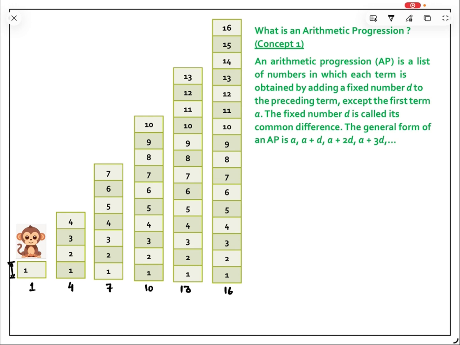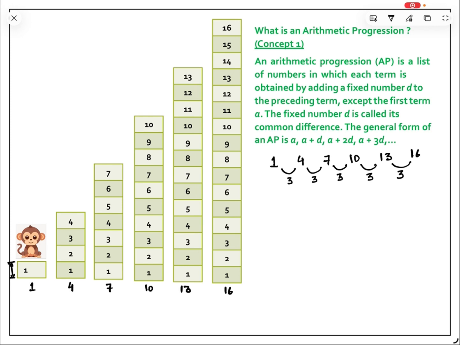Now let's try to understand this particular series of numbers: 1, 4, 7, 10, 13, followed by 16. If you see, when this monkey jumped from the first level to the second level, it jumped a height of 3 feet. When it did the second jump, his height again increased from 4 feet to 7 feet. So effectively the jump he's making is 3 feet. We can similarly find that all the jumps he's making increase his height by 3 feet.